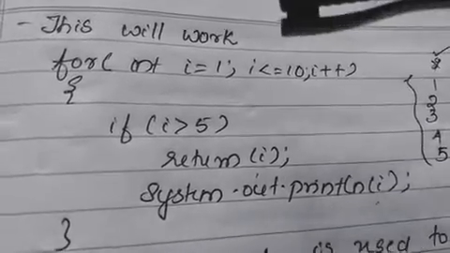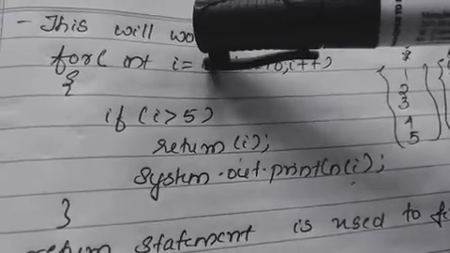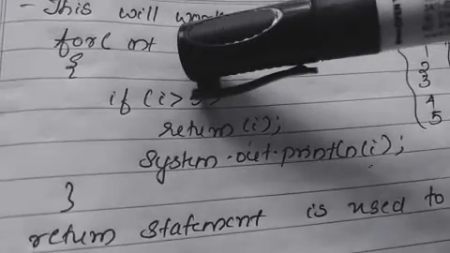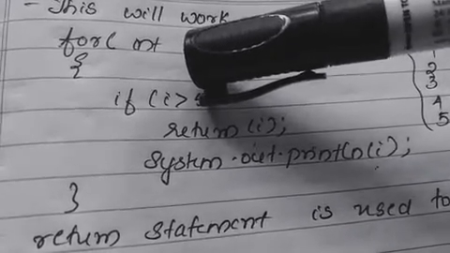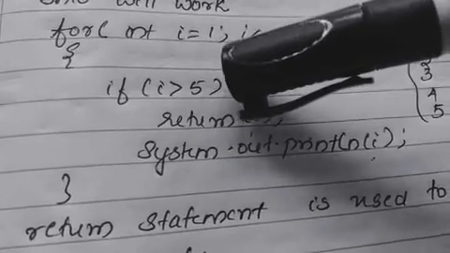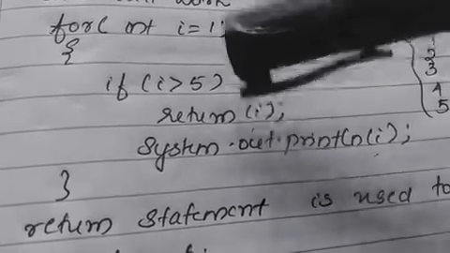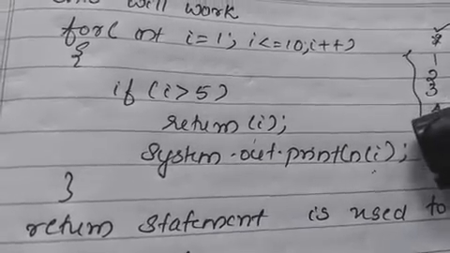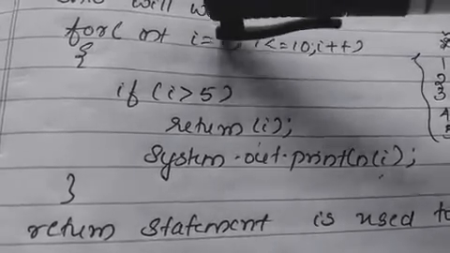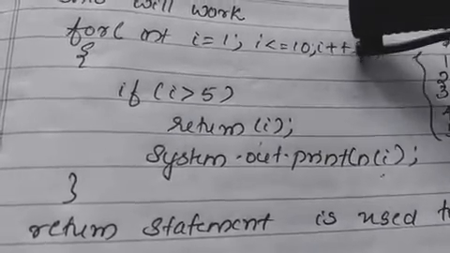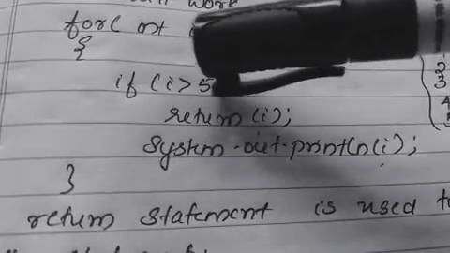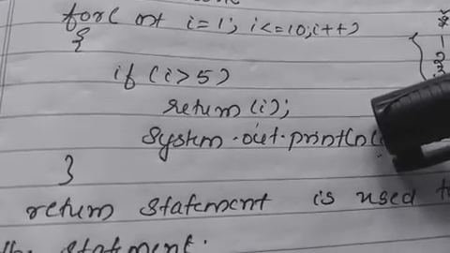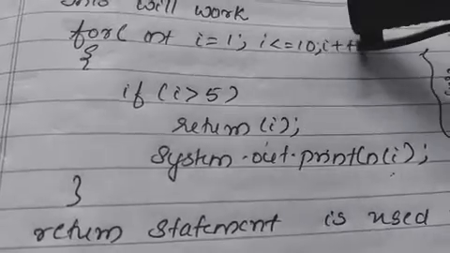Clear? So what happens is, when the value of i equals 1, we come to the loop and check: is 1 greater than 5? No. Since the condition is false, we won't return the value of i. We go to the next statement, System.out.println(i), and print the value of i, which is 1. Again we go to the loop, increment i, so i becomes 2. Is 2 greater than 5? The condition is false, so we won't return i; we print 2.